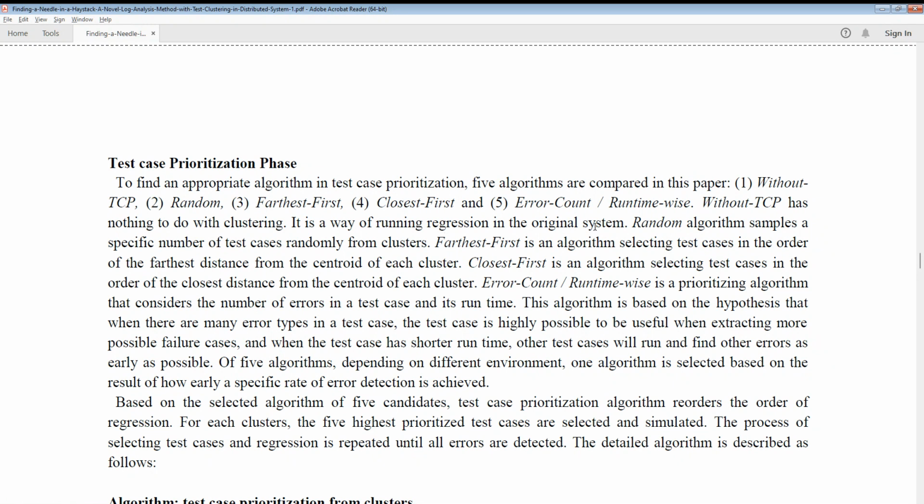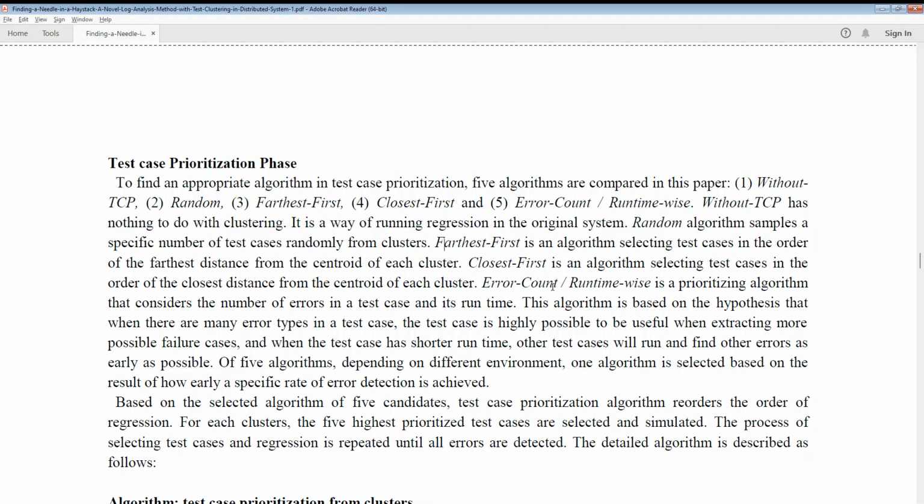Random algorithm samples a specific number of test cases randomly from clusters. Farthest-First is an algorithm selecting test cases in the order of the farthest distance from the centroid of each cluster. Closest-First is an algorithm selecting test cases in the order of the closest distance from the centroid of each cluster.